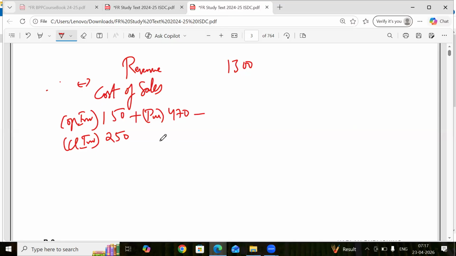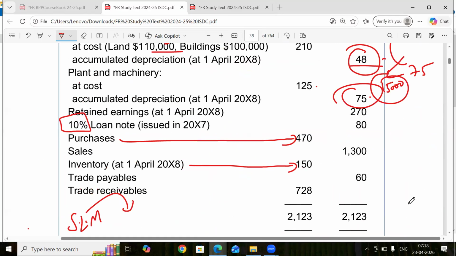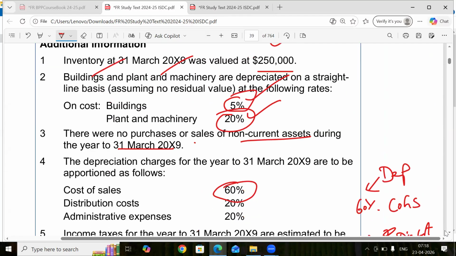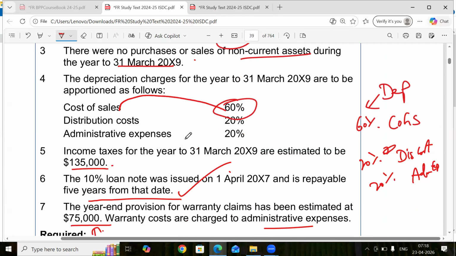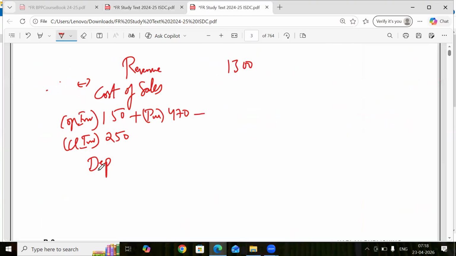Depreciation. In cost of sales, we have to take the depreciation also. What was the criteria given for depreciation? 60%. 30 is the depreciation, right? They have clearly said 60% has to go to cost of sales. So 30, the depreciation we got, of that 60% has to go to cost of sales. So we'll take that.